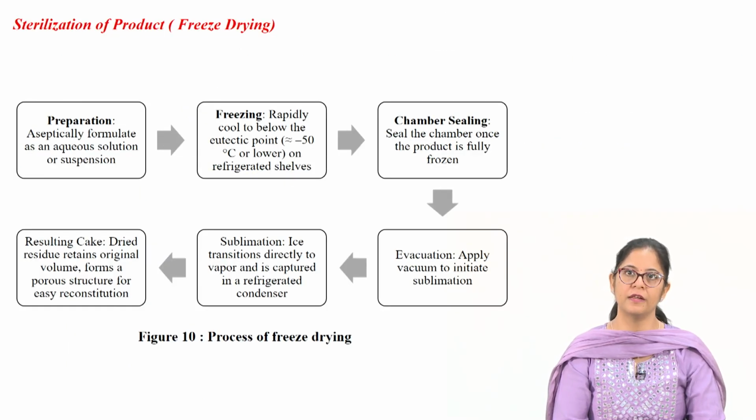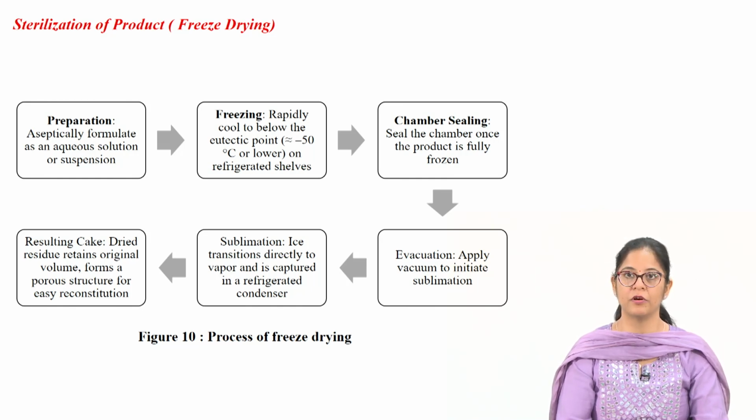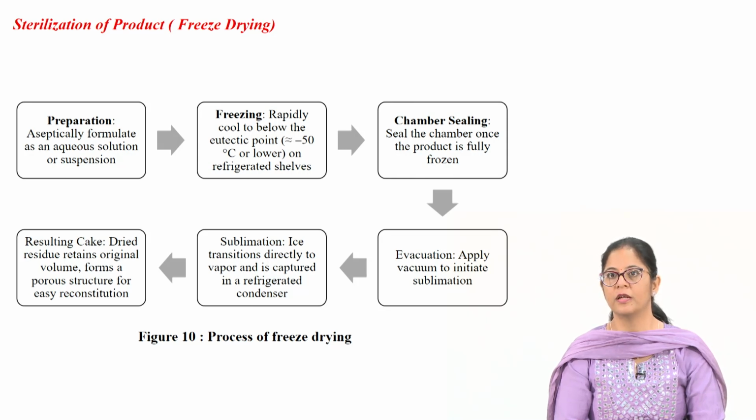So, the sterilization of a product, generally for a freeze dried product, follows this set of processes. First is the preparation, that is aseptically formulating as an aqueous solution or suspension, then freezing to sub-zero temperatures, then sealing the chamber once the product is fully frozen, then evacuation, applying vacuum to initiate sublimation. Upon sublimation, ice transitions directly to vapor and is captured in a refrigerated condenser.